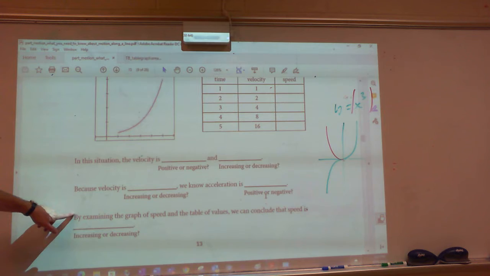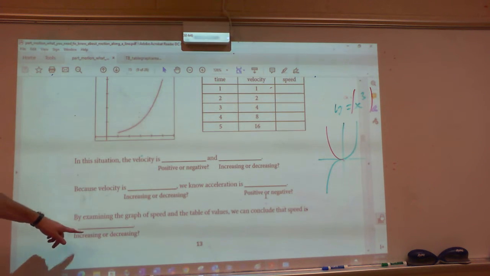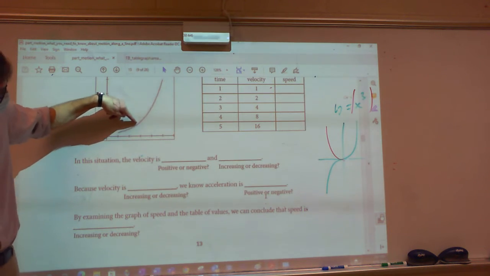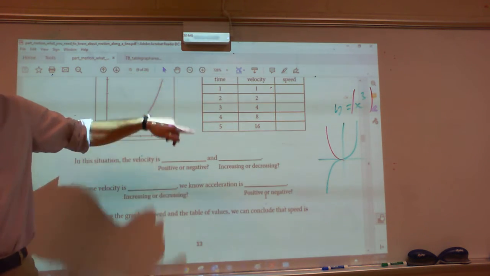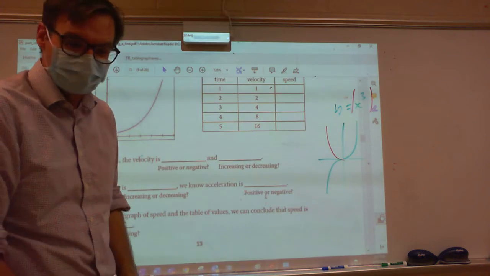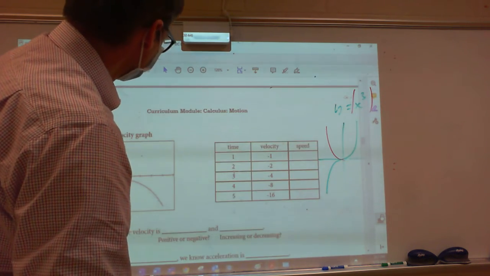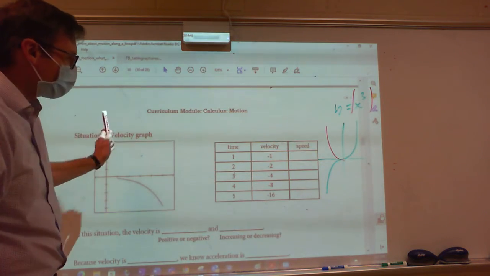Okay. Graph the speed, and label whether speed is increasing or decreasing. So if we look at this, since our speed is increasing, everybody's doing what they're supposed to do. Actually, I'm going to skip this.